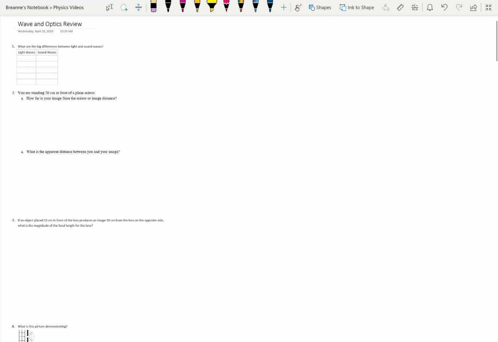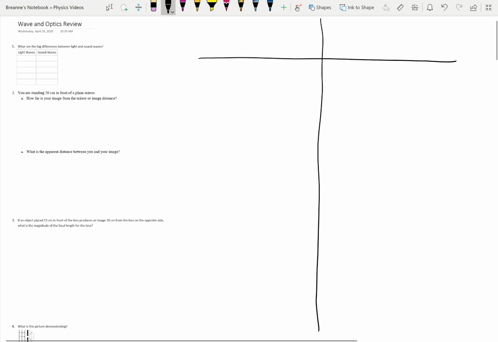But what we're going to start with are the questions. So it's about on page 3 or 4 of your review. On question 1, question 1 states, what are the big differences between light and sound waves? We had like a little T-chart going on. That's really small, so we're going to make our own little T-chart over here. And we're going to have light rays over here, and we're going to have sound waves over here.